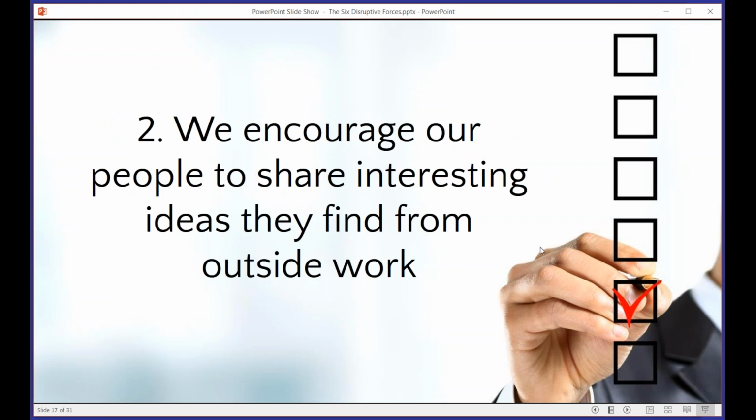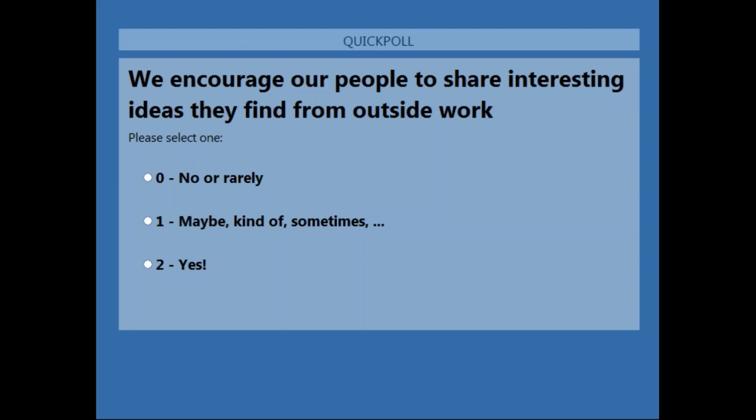Okay, so the next one is: we encourage our people, and this is not yourself, but people in your team. Even if you're a solopreneur, there are other people, like freelancers and contractors, that you work with. So do you encourage your people to share interesting ideas they find from outside work and bring them into the workplace and share them with you and the rest of the team? Okay, so let me launch this poll. Again, you've got the choices 0, 1, or 2.